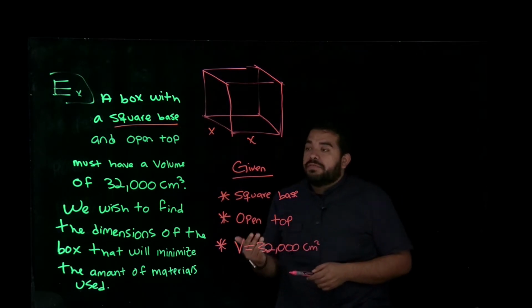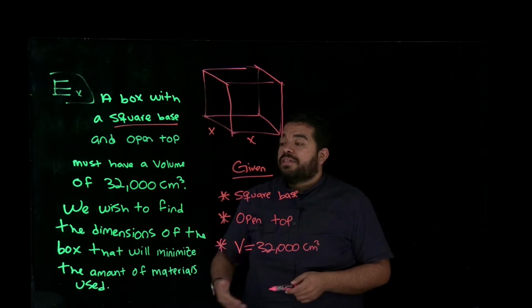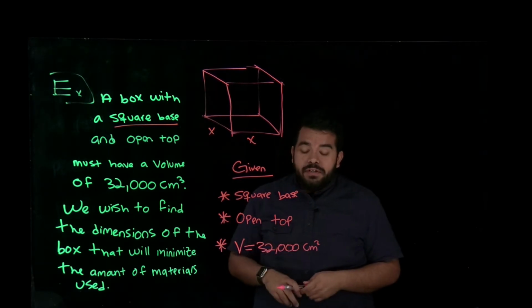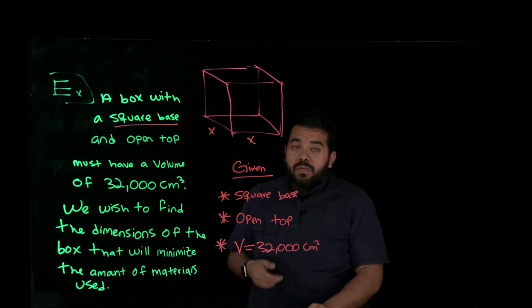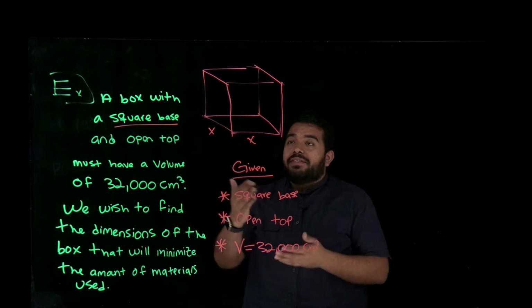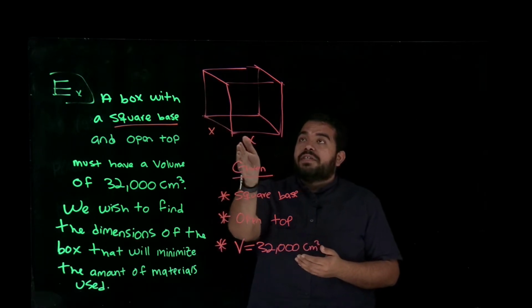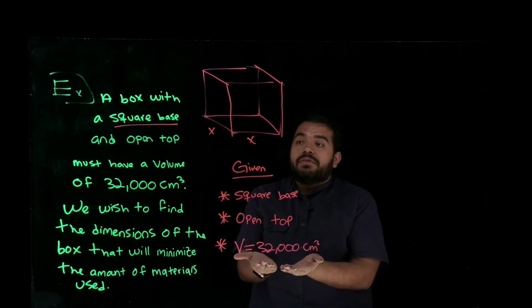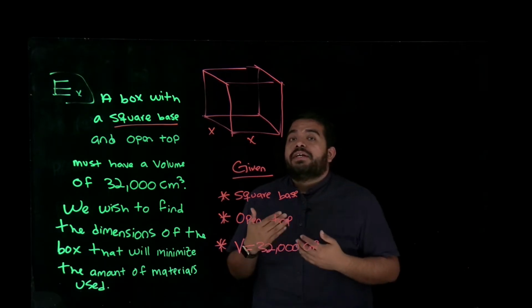Now, what is it that we want? Well, as you guys can see here from the last portion, we wish to find the dimensions of the box that will minimize the amount of materials being used. So we want to figure out what materials, the amount of materials, or basically the dimensions of this, the base, the width, the height that this box must be. That will make this statement true, the volume, and that will be the minimum.